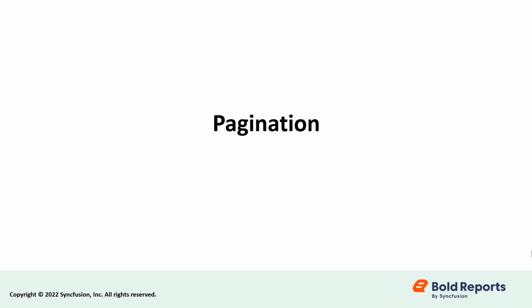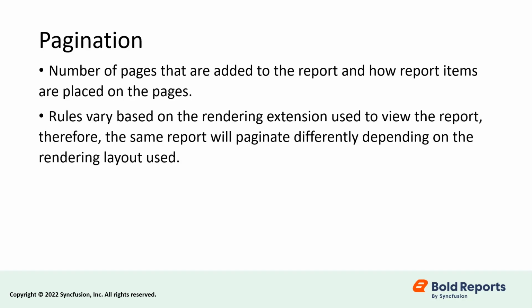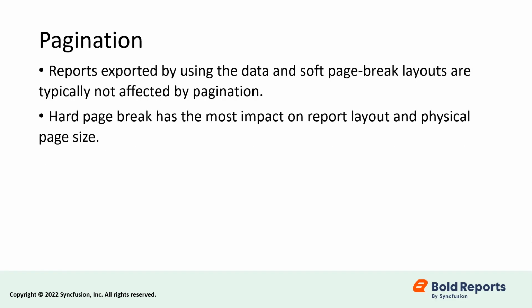Now, let's see how to use pagination in Bold Reports. Pagination is the number of pages that are added to the report, and how report items are placed on the pages. The pagination rules vary based on the rendering extension used to view the report, therefore, the same report will paginate differently depending on the rendering layout used. Reports exported by using the data and soft page break layouts are typically not affected by pagination. But hard page break has the most impact on report layout and physical page size.